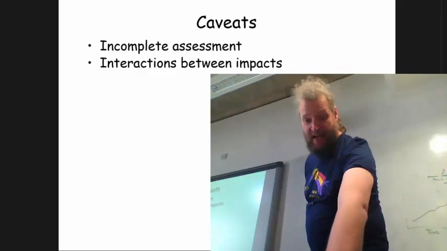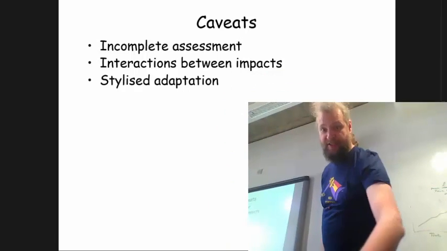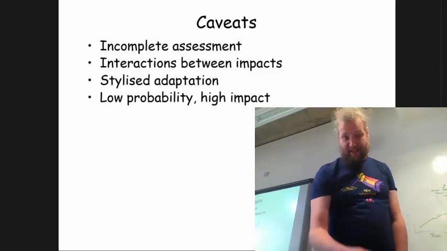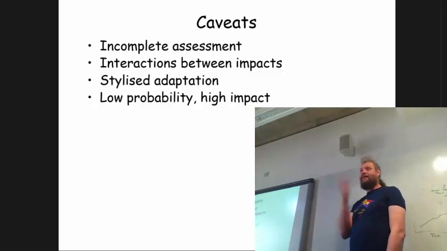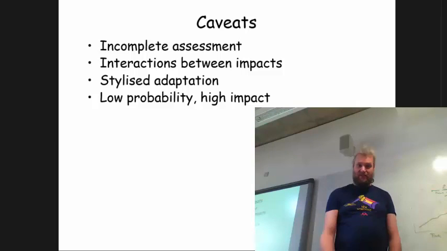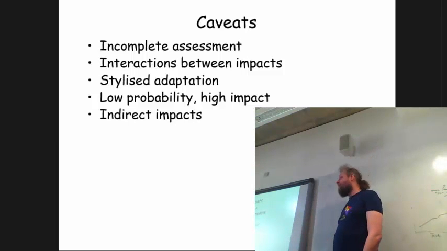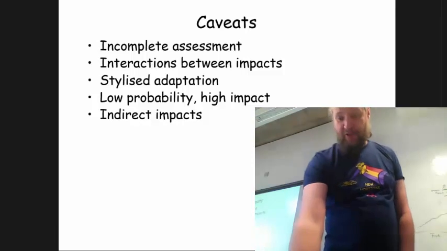Some of these studies ignore the interactions between impacts. I said it already. Some of these studies have a very stylized form of adaptation. That's what I said already. Most of the impact studies focus sort of on what is going on in the middle of the probability range. There's very little emphasis on low probability, high impact studies. Indirect impacts, the effects of climate change on economic growth, the effect of climate change on violent conflict have all been basically ignored.